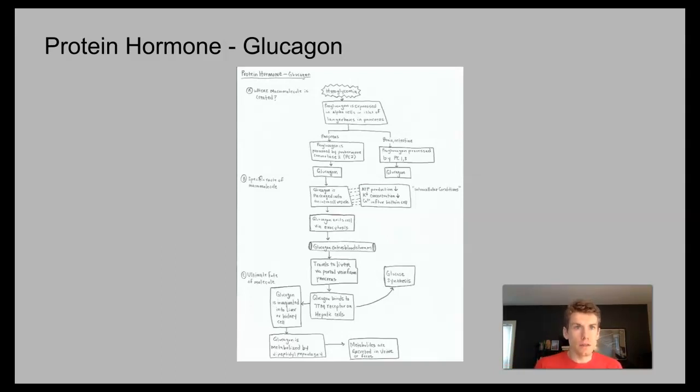Glucagon clearance is actually something that's still being actively studied. Therefore, the specifics of the degradation process for this hormone are not completely understood. However, glucagon degradation is believed to occur within the liver or the kidney.